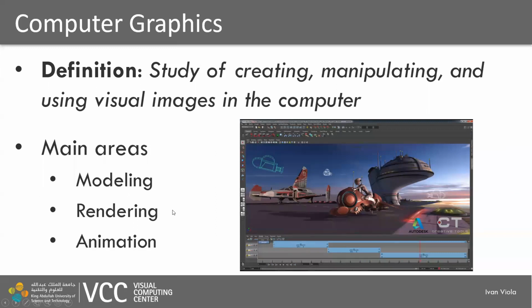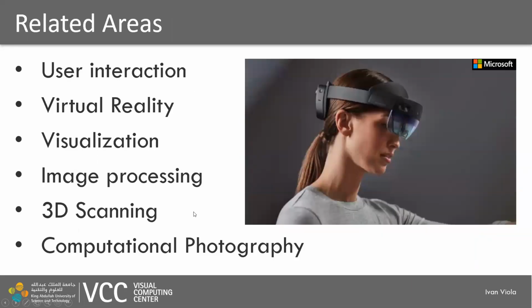But the rendering will be a detailed part of this course. We will dedicate most time to that part. The related areas to modeling, rendering, and animation are other branches of computer graphics, you could say, or related research fields or disciplines, like, for example, user interaction.